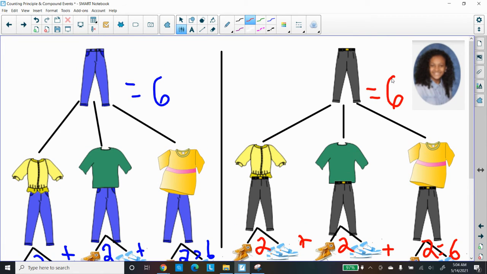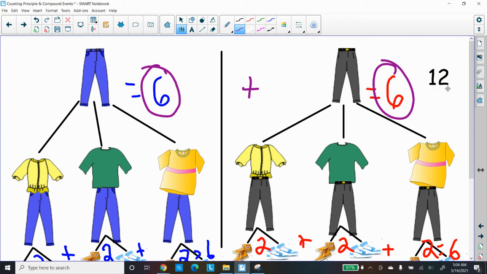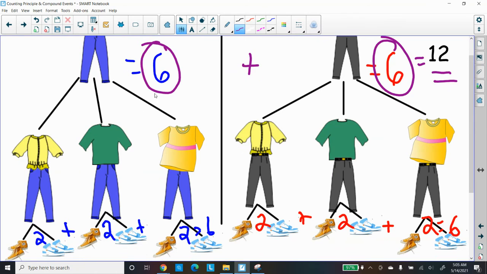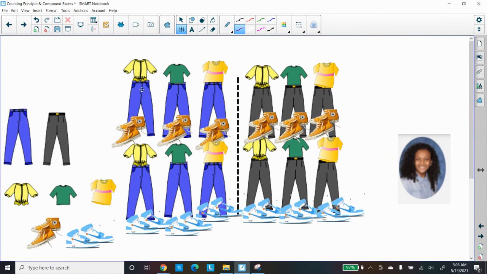So if she has 6 outfits with the blue jeans, 6 outfits with the gray jeans, if we add that up, Najee has a total of 12 outfits. Is correct. There is the 12. So hopefully you see the picture a little bit better, but I'm going to show it to you a lot nicer than that. So that way you can see the outfit with the sneakers.